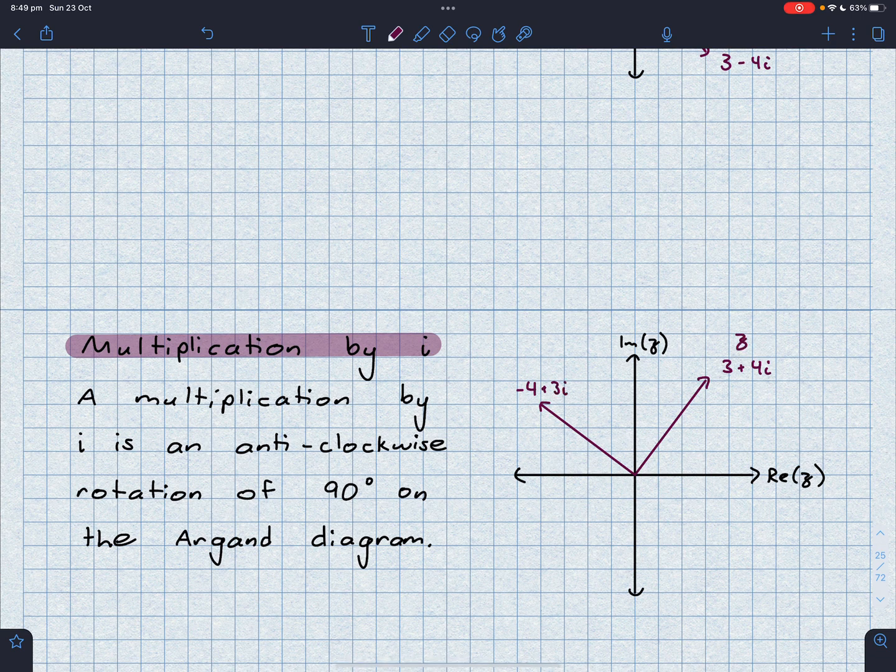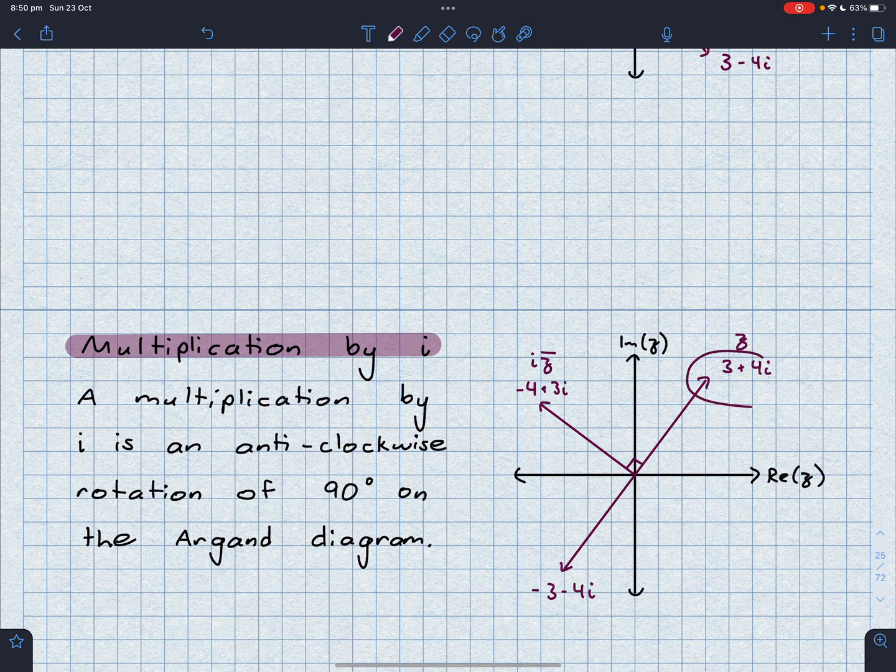So if this complex number is z, this is iz. And you'll notice that there is actually a right angle in between those two complex numbers. So a multiplication by i is an anti-clockwise rotation of 90 degrees. If I were to multiply minus 4 plus 3i by i again, I end up with minus 3 minus 4i.